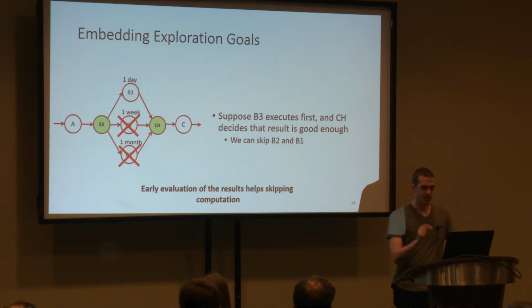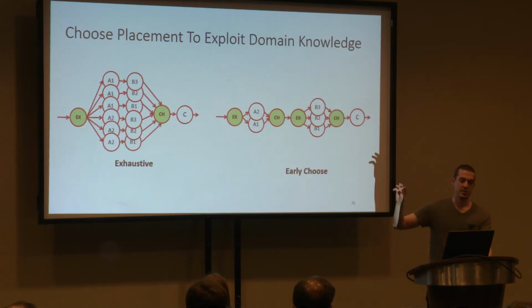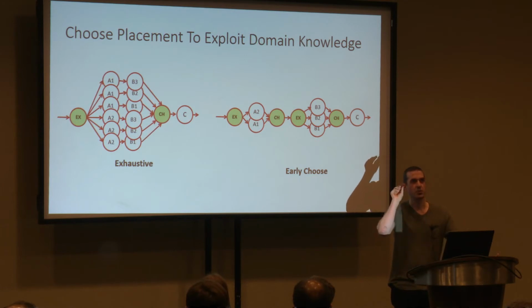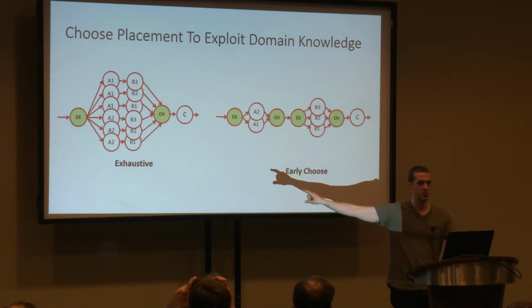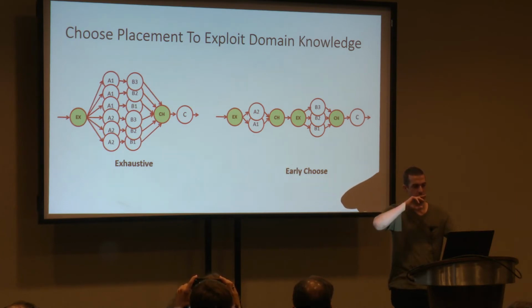Now, I want to dig in a little bit more here because I'm talking about this being possible because the user put this Explore and Choose. There are different ways in which this can be done. There's an exhaustive way of doing so. Like you can say, these are all my parameter configurations, I will enumerate them all, and I will put them between an Explore and Choose. That's what you see on the left-hand side.